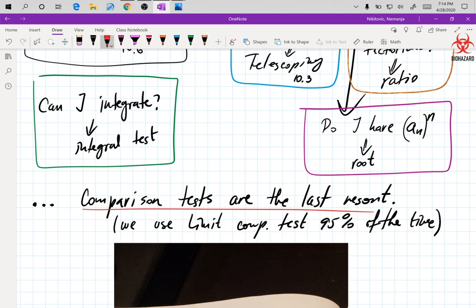So that's it. That's what we have for our section, and chapter 10 is over.